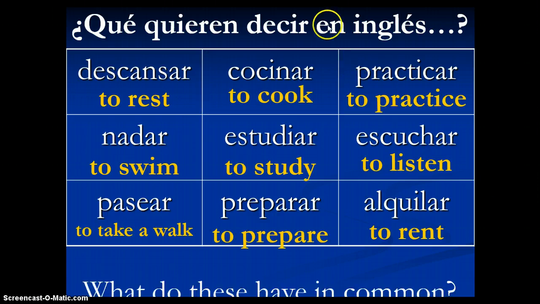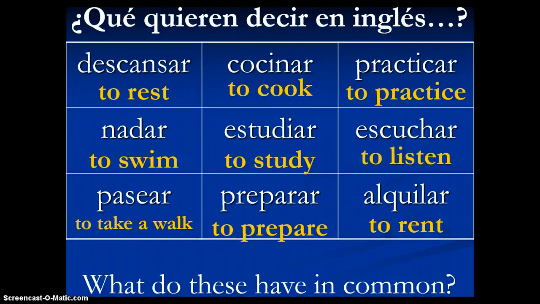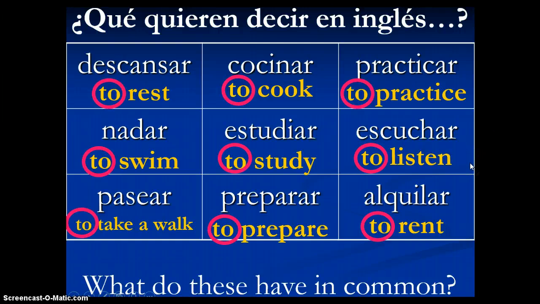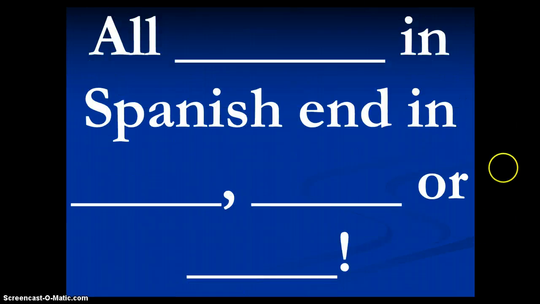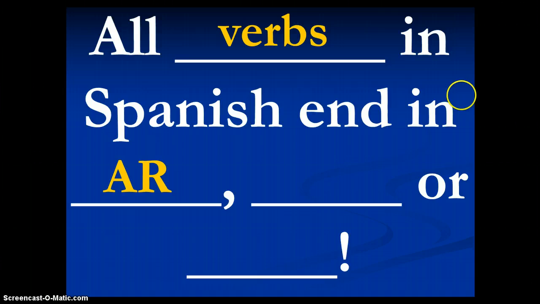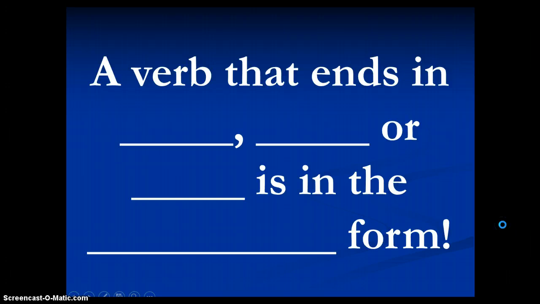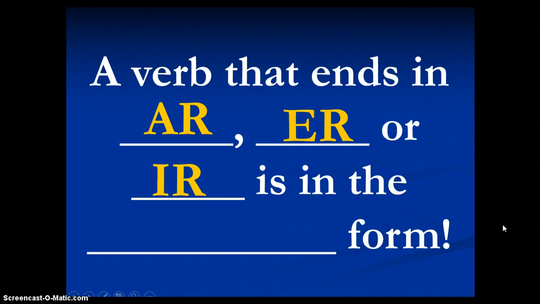But what we really want to know is, what do these verbs have in common? If you're looking at it, you're going to say, well, they all have "to" in them. Estudiar means to study. Escuchar, to listen. We really need to know that they are infinitives. All verbs in Spanish end in AR, ER, or IR. Those verbs are infinitives because they are in their AR, ER, or IR form. So a verb that ends in AR, ER, or IR is said to be in the infinitive form.